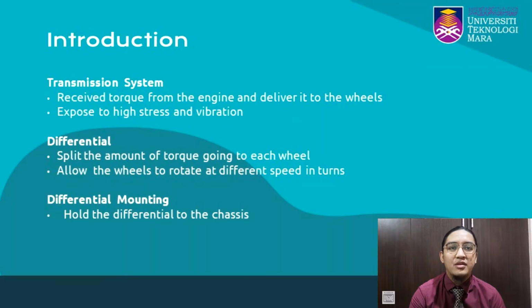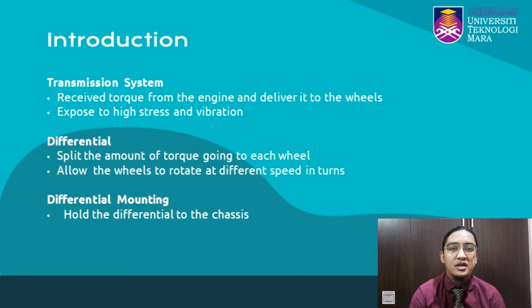To make the car move, the power produced by the engine needs to be delivered to the tires. That is what the transmission system is for. It will receive torque from the engine and deliver it to the wheels. All of the components in the transmission system will receive high torque produced by the engine while transferring it to the wheel. Therefore, the components are put through high stresses and torsional moment.